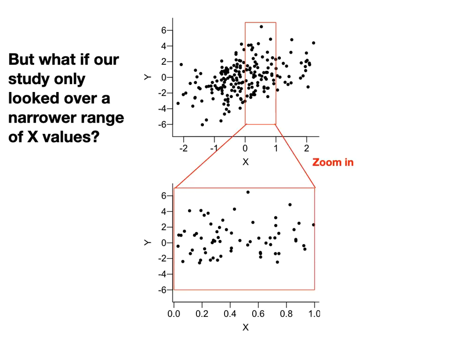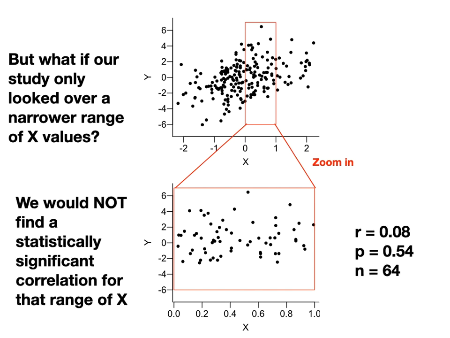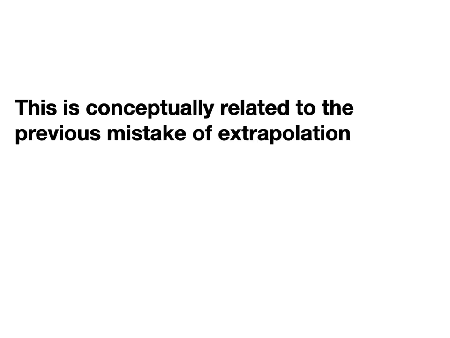And if we zoom in on just that smaller range of X, we don't find a correlation between Y and X in this sample. There's no statistically significant correlation within that range of X values. We could run the analysis for these data points and we'd get an R value of 0.08, P value of 0.54, with a sample of 64.